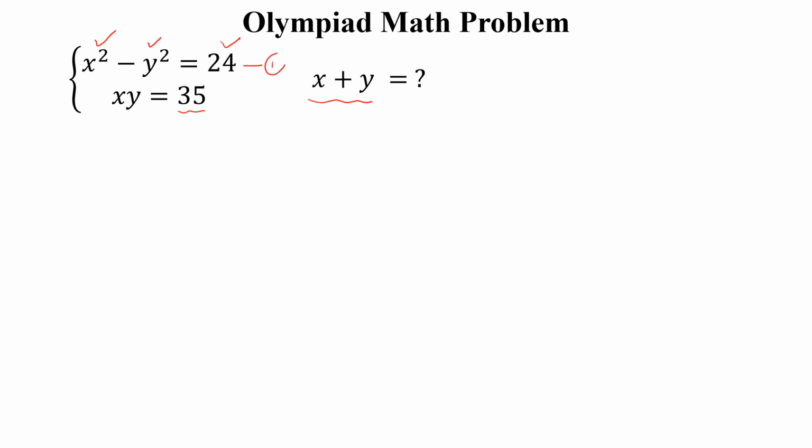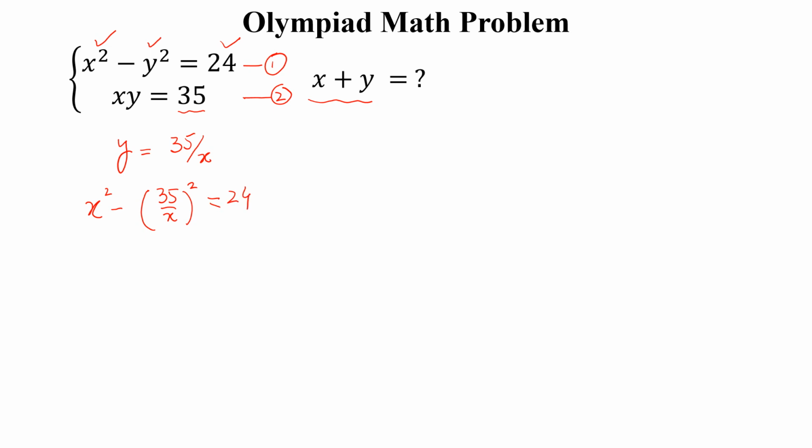Let this be equation 1 and this be equation 2. From equation 2 we can write y equal to 35 by x. Put this value in equation 1 and we will get x square minus (35 by x) whole square equal to 24.